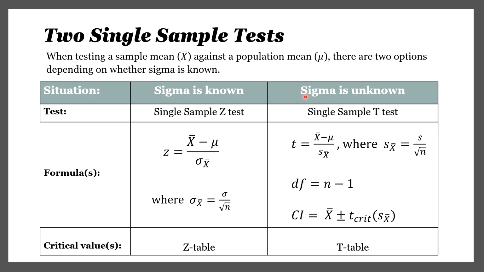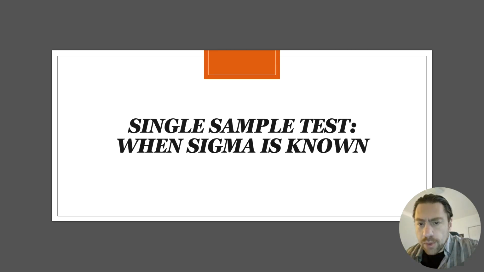However, if sigma is unknown, then you would use a single sample t-test. And here is the formula. And now your critical values come from a different table, the t-table, that we'll talk about more in this lecture. Okay, so we're going to begin by talking about single sample hypothesis testing when sigma is known.